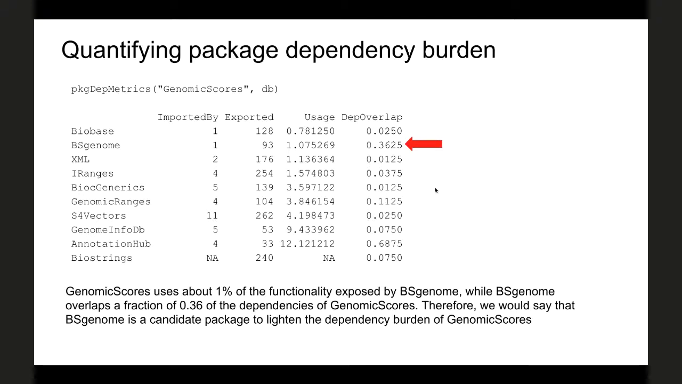But obviously, if this dependency overlap is a small number, this means that by removing BS genome, you won't be removing a lot of dependencies. The contrary may not be true, but that's why I say it's a good candidate. So you just try, remove it, and see what happens. Of course, looking at the graph, you can more easily answer this, because you can see whether the dependencies of BS genome are also used by other packages of your dependency graph or not.